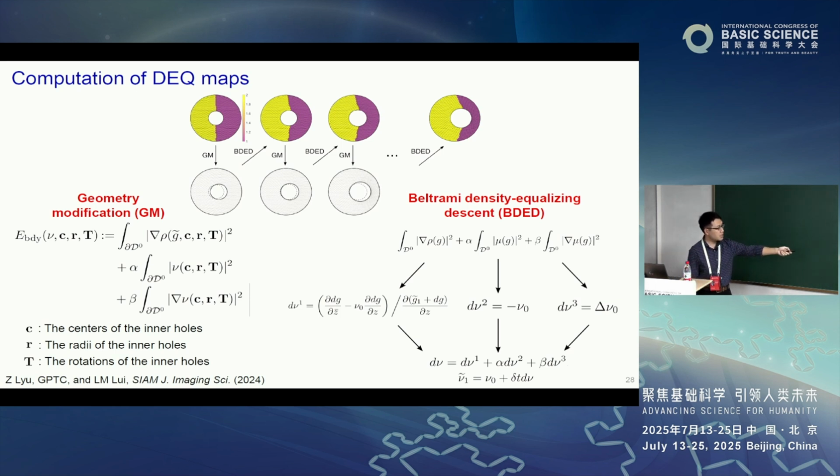For the BDED, the Beltrami density equalizing descent, we decompose the objective into the three terms. For each term, we can get the descent direction of the Beltrami coefficients, and by combining these descent directions, we get an overall descent direction. That gives us the correct direction to move in terms of the Beltrami coefficients. As we mentioned, the Beltrami coefficient is associated with the quasi-conformal mapping, so once we have updated the Beltrami coefficients, we can use that to update the overall mapping, including all the vertex positions. Then we repeat the steps again and again until we get the final result.